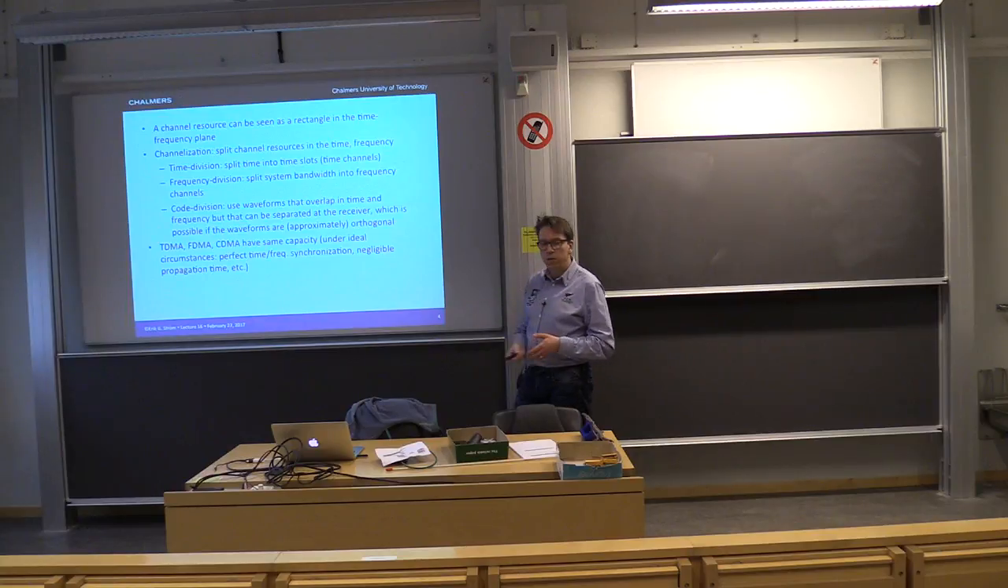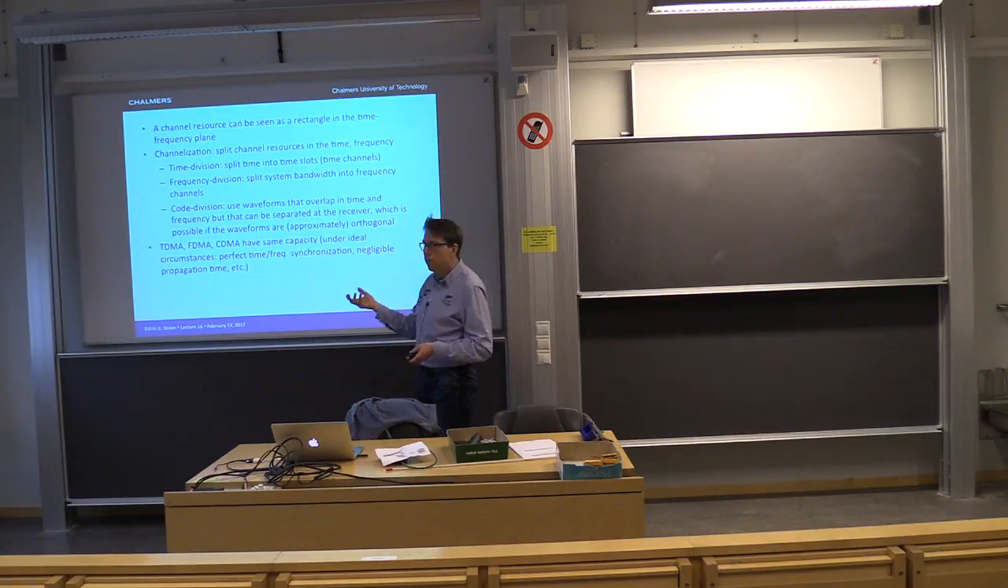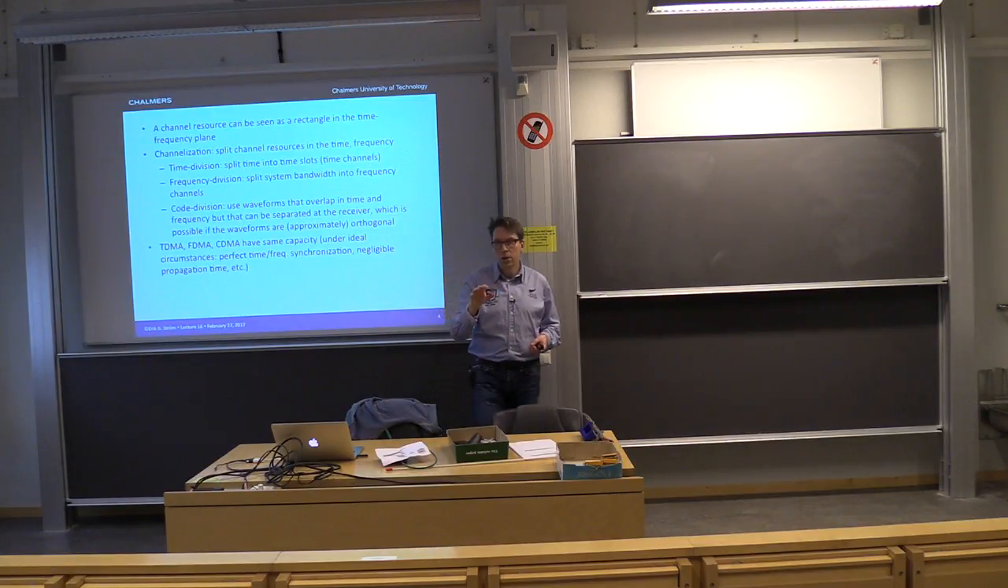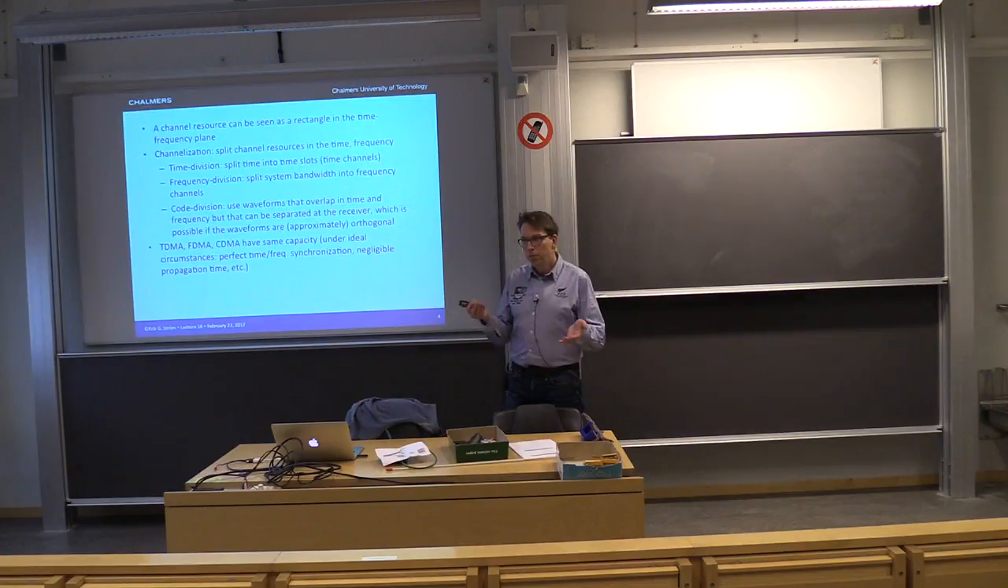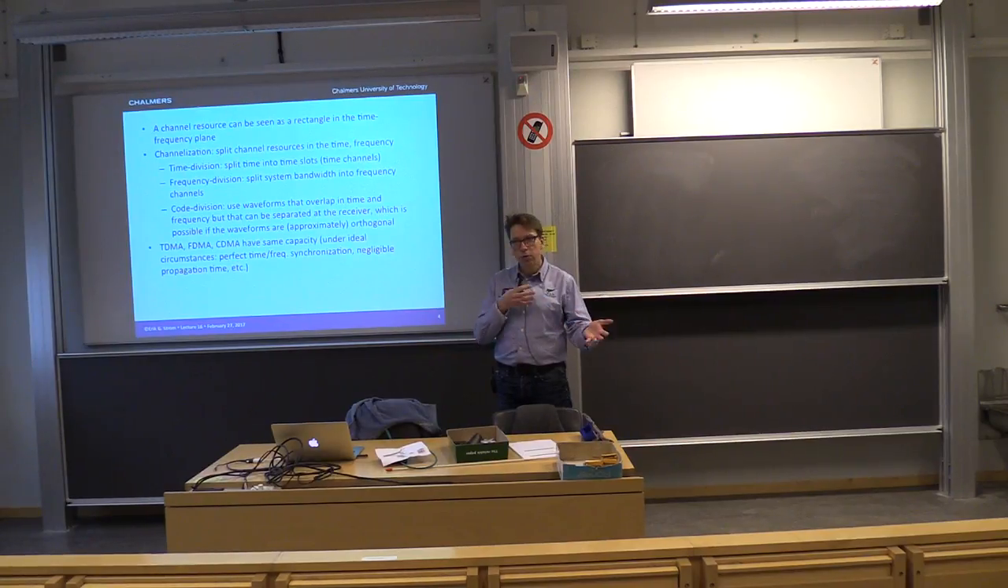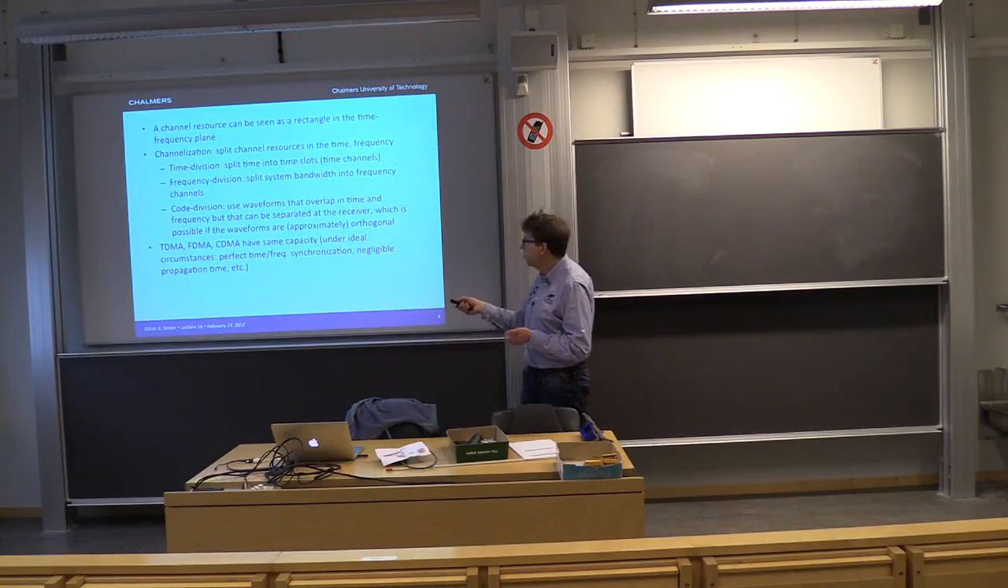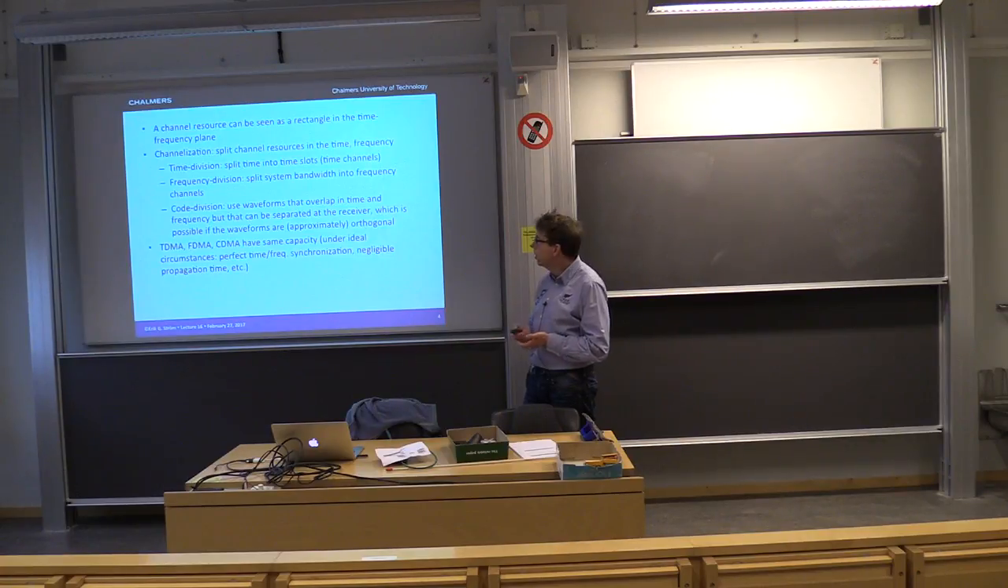We can also do frequency division, which means that we get different frequency bands in the system bandwidth. And these frequency bands we can access at any time. And then there is the third variation here, which is code division, where we are using specific waveforms that are different for each user. If these waveforms have low cross correlation, they're almost orthogonal to each other, then it's possible for a receiver to distinguish the different users. So this is called code division. This is used in 3G, for instance, and in Bluetooth and things like that.